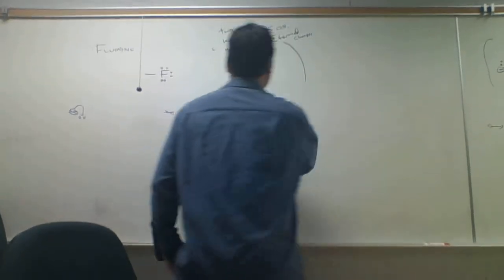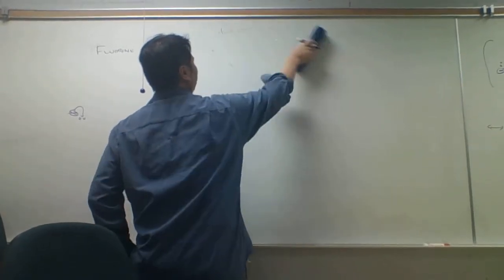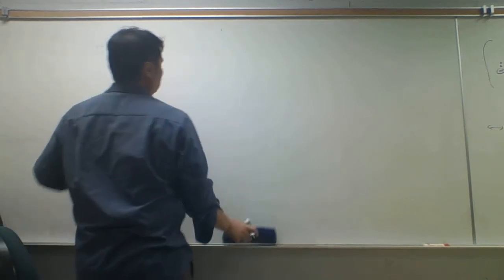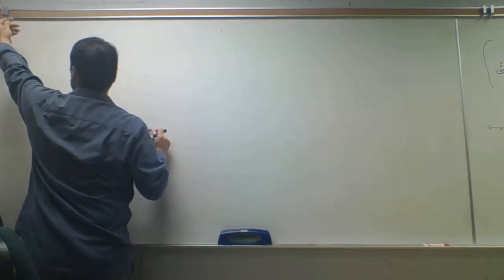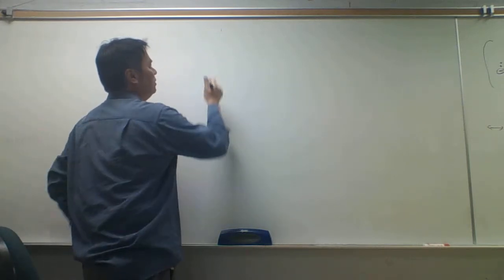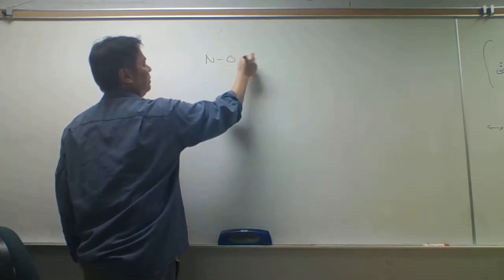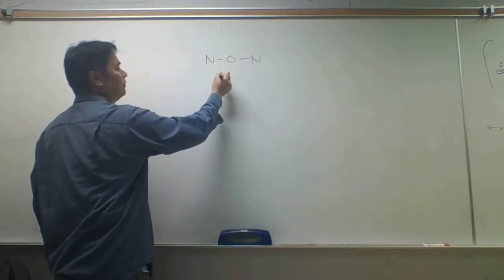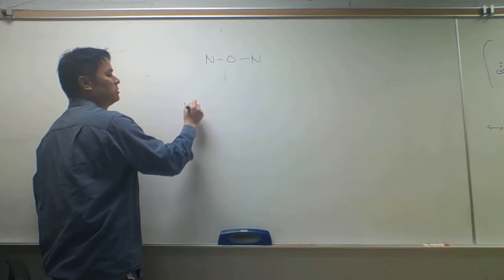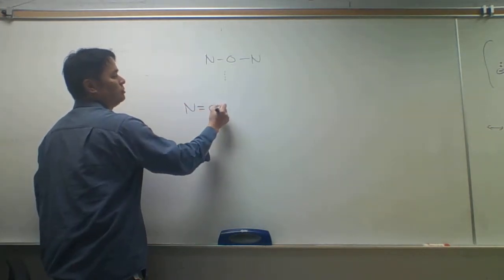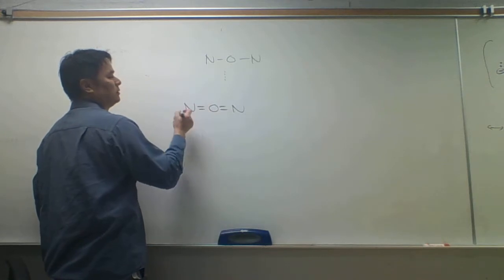For nitrous oxide, this is what we come up with for the structures. Usually we try for symmetric structures, but that doesn't always hold true, because if we come up with different structures for this, like we'll go through the rules, what structures do you come up with for this? Maybe we come up with two double bonds like this.